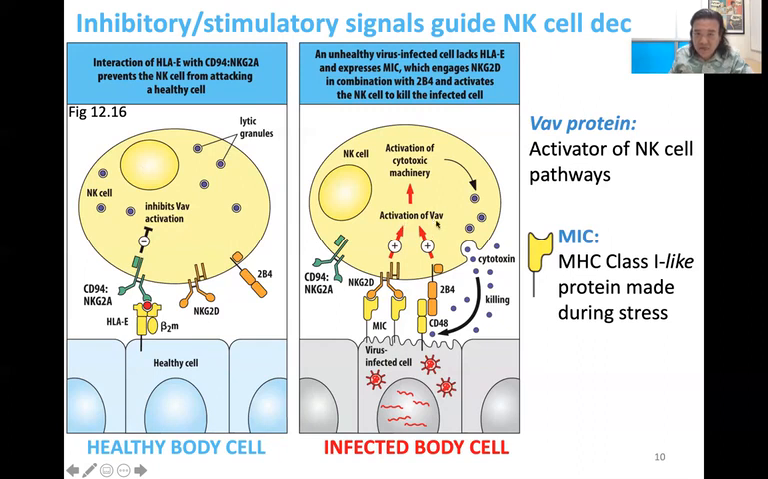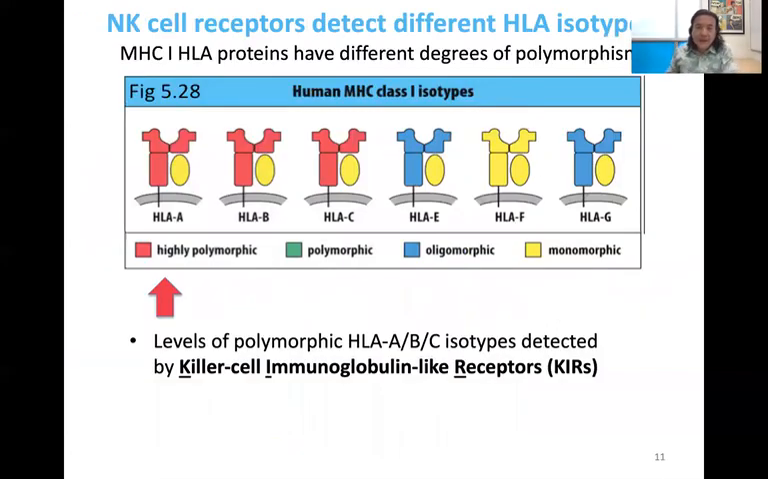But if VAV protein is activated, then that VAV goes ahead and activates various things inside of the NK cell, including the machinery that then begins to unload these cytotoxic signals. All right. So that's great if you have certain receptors that detect these oligomorphic or monomorphic HLA signals. But at the same time, all of our nucleated cells are also expressing those more polymorphic ones like HLA A, B, and C.